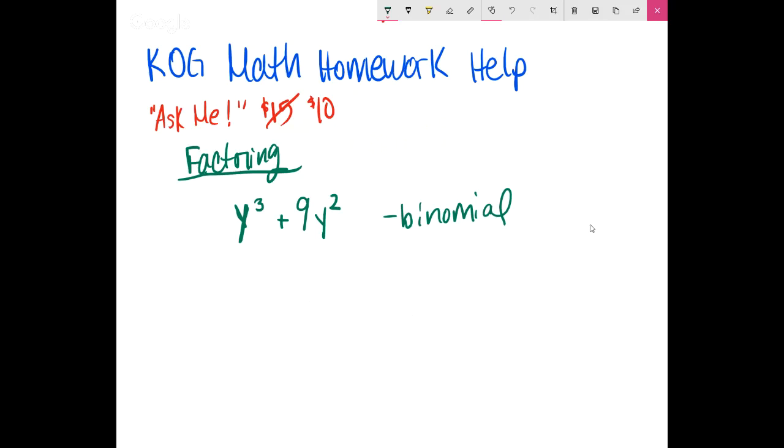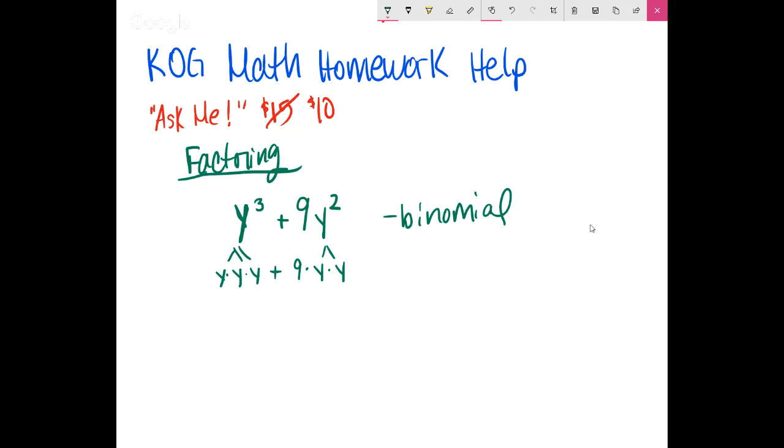So the first step in factoring a binomial is to look at both of the terms and see what they have in common, right? So I'm looking at this first term. It's y cubed, or y to the third power. That means y times y times y. All right, that's the same as y to the third power. Then we've got 9 times y squared, or y to the second power. So we've got 9 times y times y. That's what y squared is.